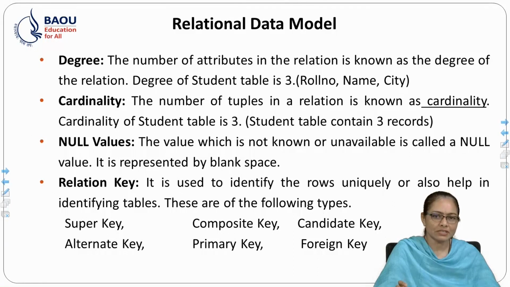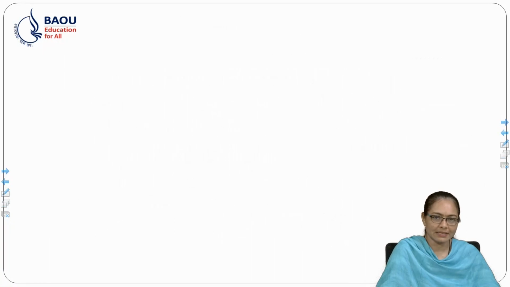Now, what is a relation key? It is used to uniquely identify the rows, and it helps to identify the table. There are the following types of keys: first is the super key, candidate key, composite key, alternate key, primary key and foreign key.